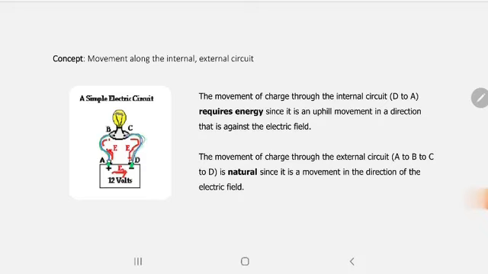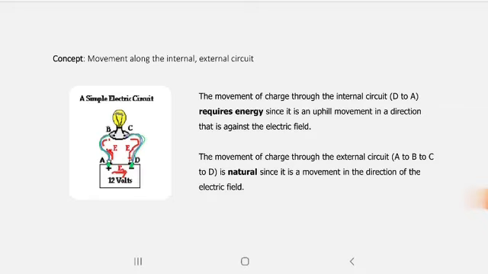Now, how will the charges be able to move from negative to positive, or from the low potential to the high potential? Kumbaga, in the gravitational potential analogy, paano mo iaangat yung brick o yung object pataas? Who will do the work? That will of course be done by the battery itself.